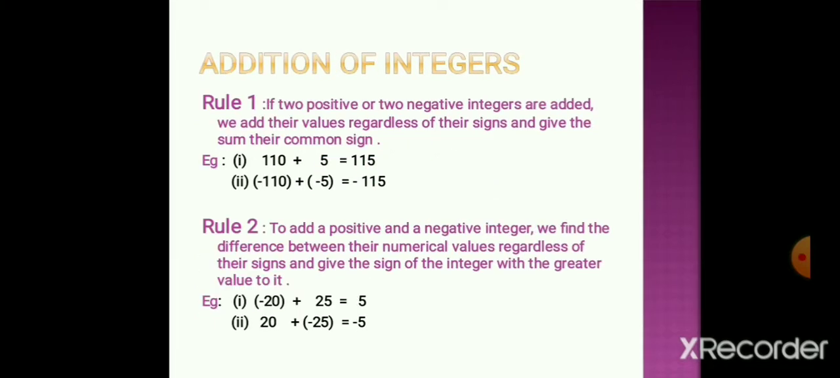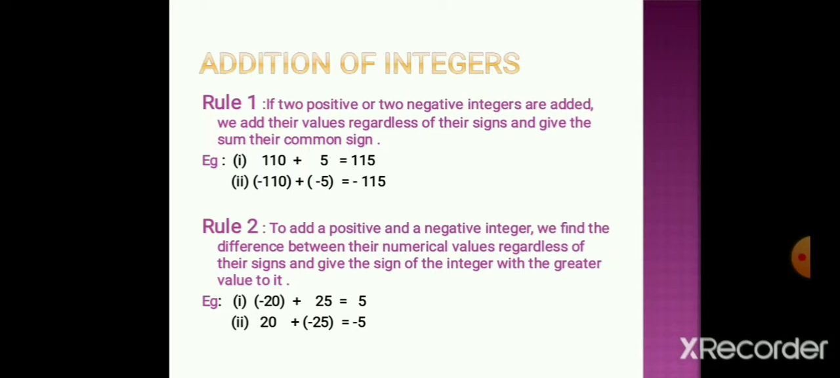Then we can discuss how we can do addition of integers. For adding two integers, we have to understand two rules. Rule 1 is, if two positive or two negative integers are added, we add their values regardless of their signs and give the sum their common sign. That is, if two positive integers are added, we add their values and give the sum their common sign.